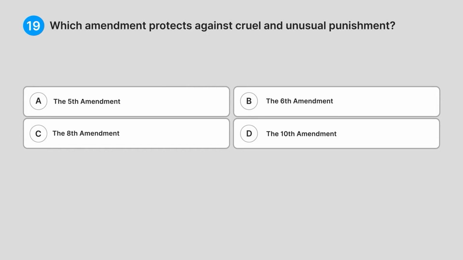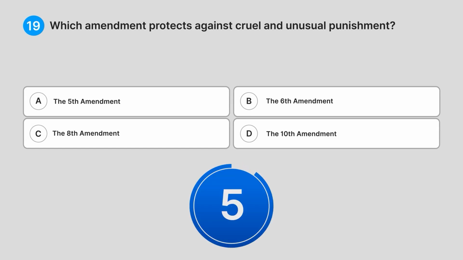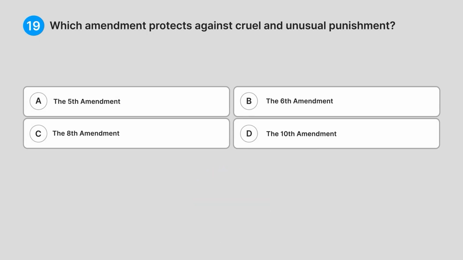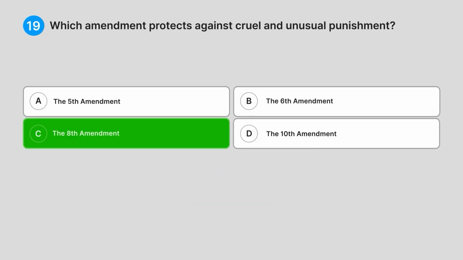19. Which amendment protects against cruel and unusual punishment? A. The Fifth Amendment. B. The Sixth Amendment. C. The Eighth Amendment. D. The 10th Amendment. Can you guess the answer? Correct answer, C. The Eighth Amendment.